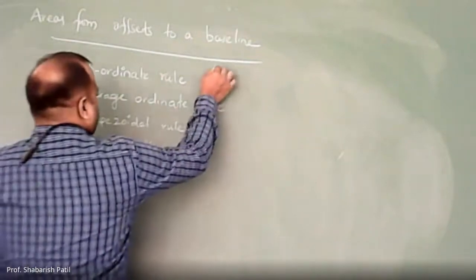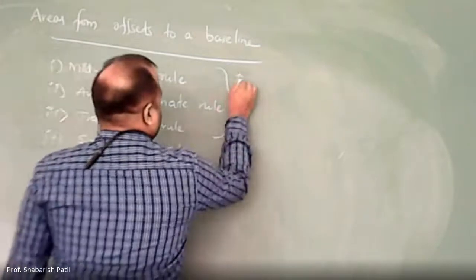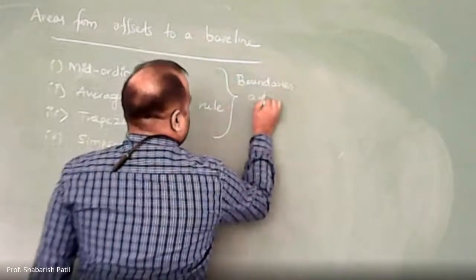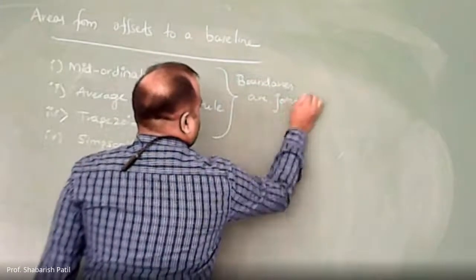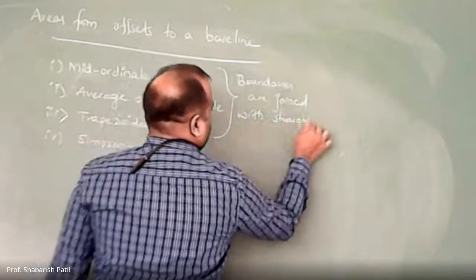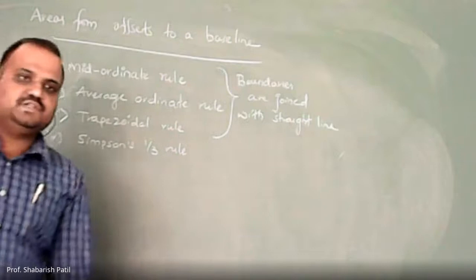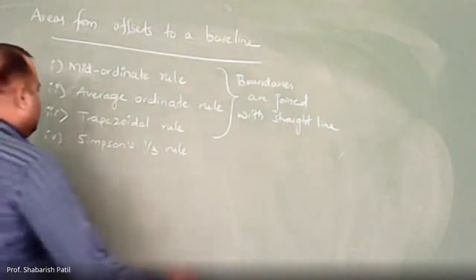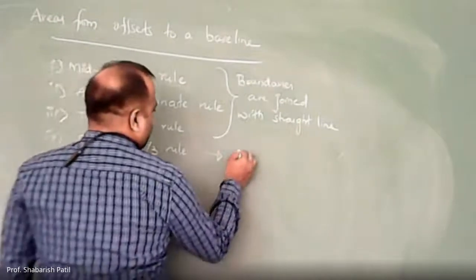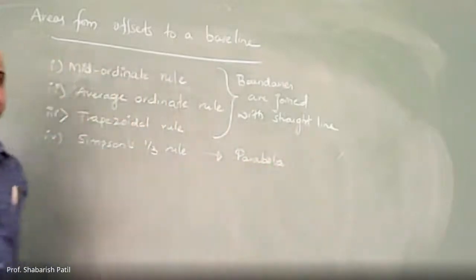The first three rules make an assumption that boundaries are joined with straight lines. For the first three rules, the assumption is boundaries are joined with a straight line, whereas for Simpson's one-third rule, the assumption is boundaries are joined with a parabola.